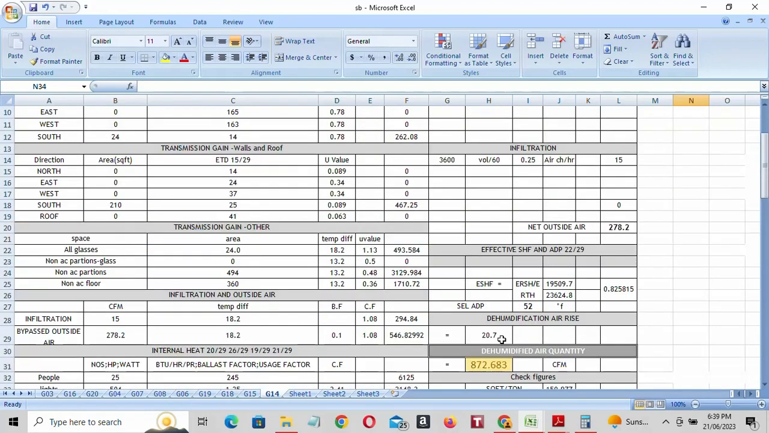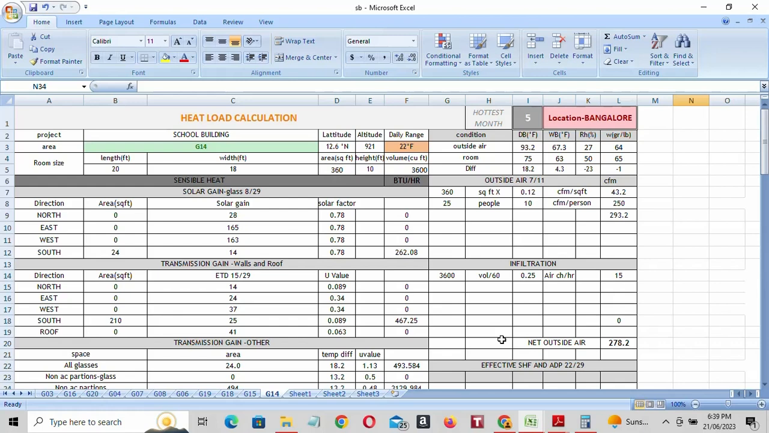Okay. So guys, this completes our HVAC heat load calculation for the room G14 by using the E20 sheet.